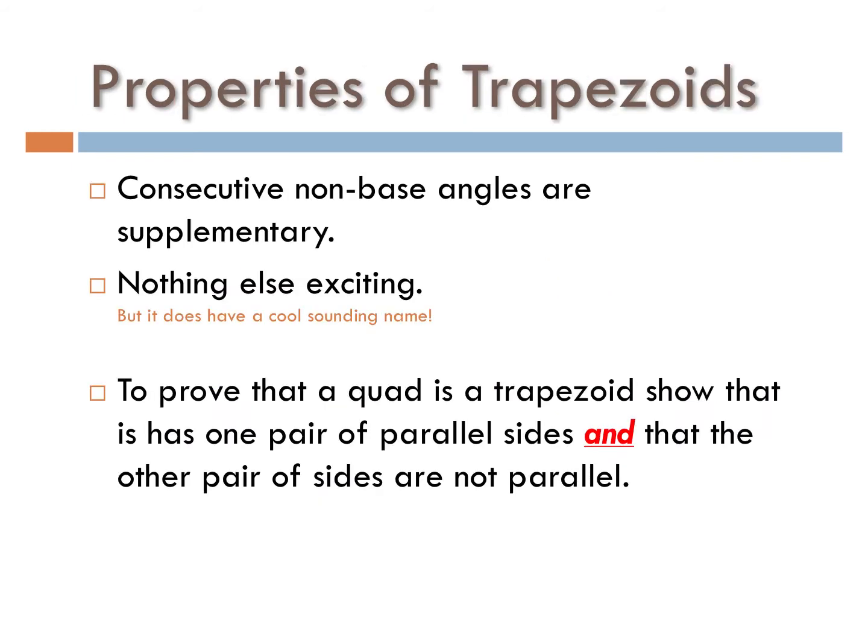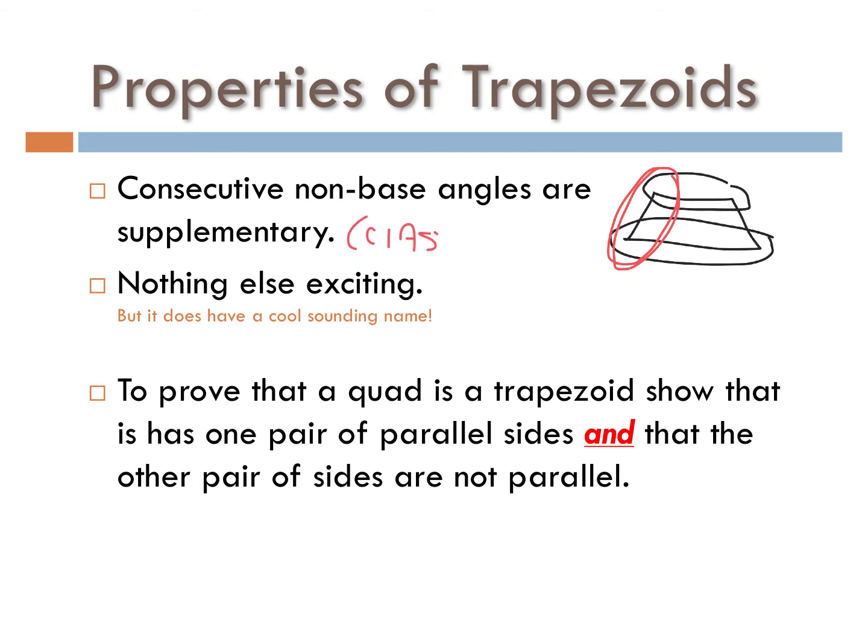Okay, so here are the properties of trapezoids. The consecutive non-base angles are supplementary. So if these are base angles and these are base angles, the non-base angles that are consecutive next to each other are these. And those are supplementary because they're CIAs. And then these two are going to be supplements, non-base angles that are next to each other, also because they are CIAs. Other than that, there's nothing else really exciting about a trapezoid.